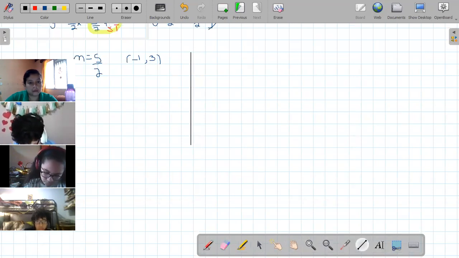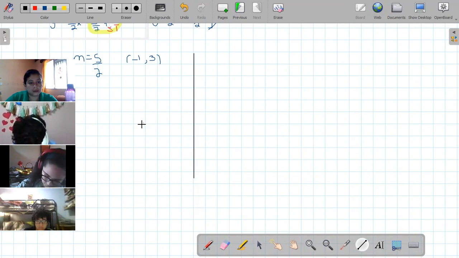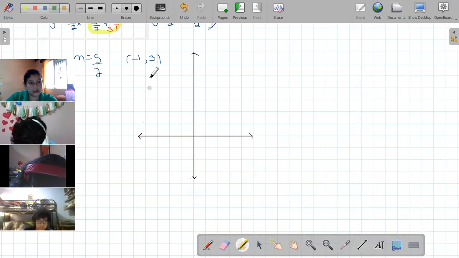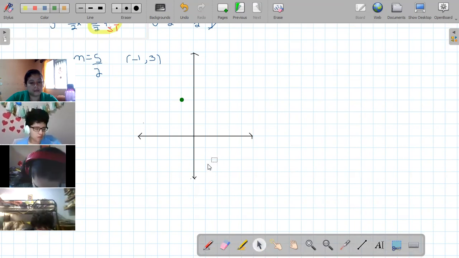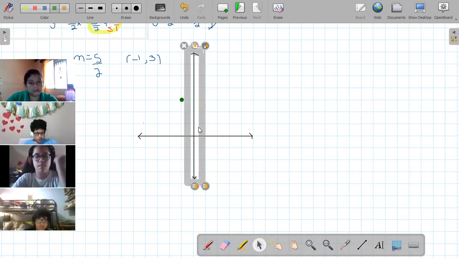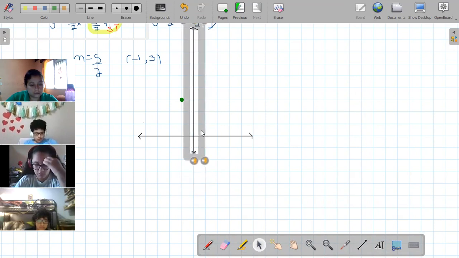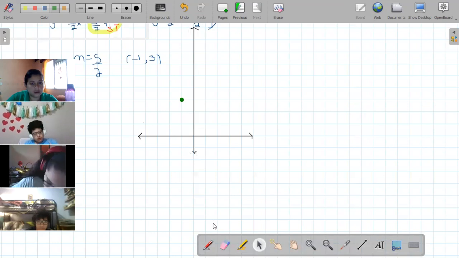Okay, so drawing my coordinate plane. I'm going to need it to be so big. Let's see if this is long enough, big enough. I always graph first the given point. So negative 1, 3: negative 1 on the x, 1, 2, 3 on the y. Yep, I needed that to be longer. So let's make it longer, okay? Okay, let's see if that's long enough.